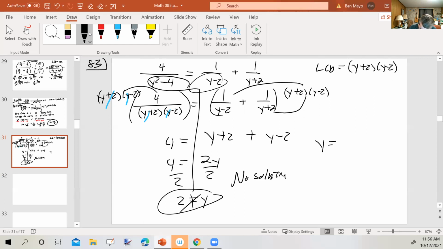So y equals 2 is an extraneous solution, meaning you found it, but it doesn't work. And in WebAssign, read the directions carefully. It might ask you whether the solutions are extraneous, or whether they work or don't work. Just read the directions.